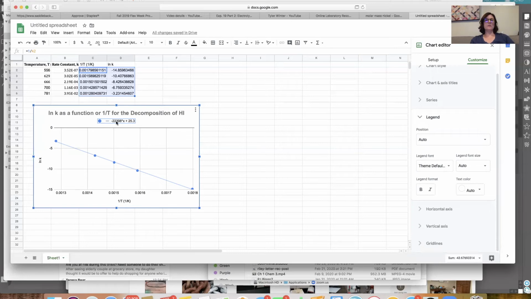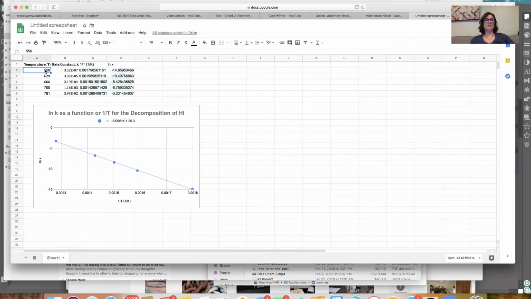Okay, and remember, just like Excel, Google doesn't keep track of sig figs, right? So you'd have to go back and look at the original data that you had and think about all your sig fig rules. So for this 1 over T, I should only have 3 sig figs, and then the natural log of k, technically now we know that would be 3 decimal places, because I had 3 sig figs in k. When you take the log or natural log, you get 3 sig figs.